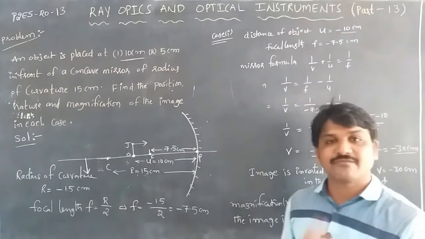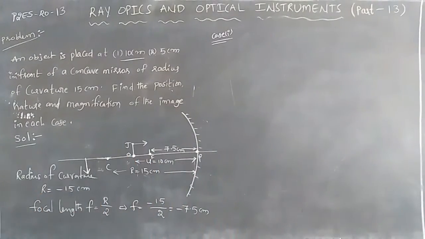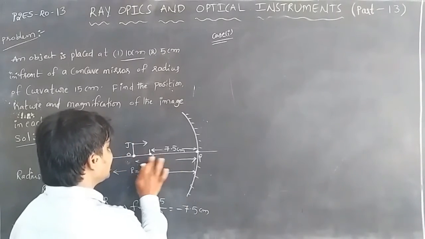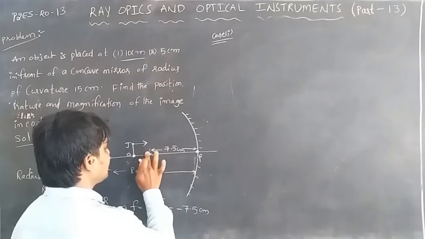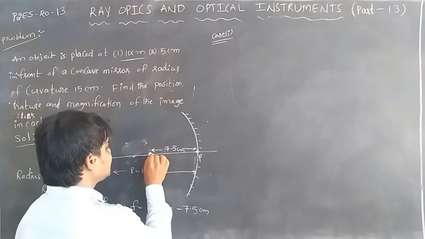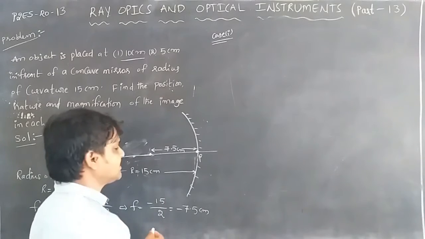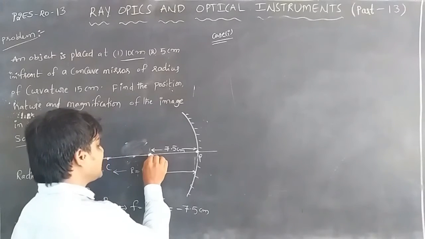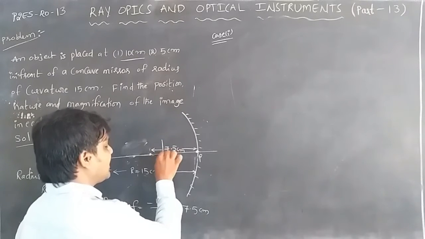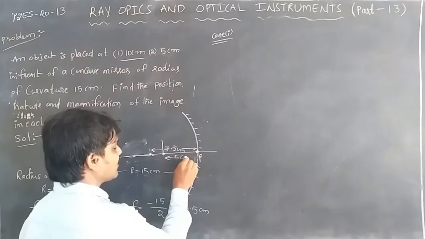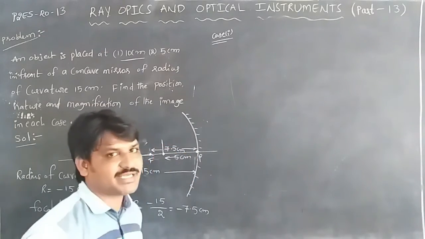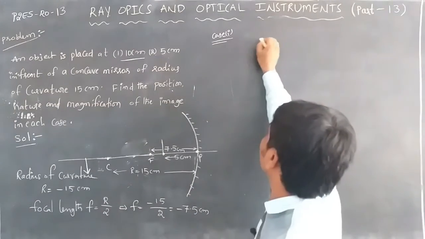If it is in the case of 5 centimeters, here u is the object distance, and the focal length is 7.5 centimeters. The object is placed 5 centimeters away, between the pole and the principal focus.